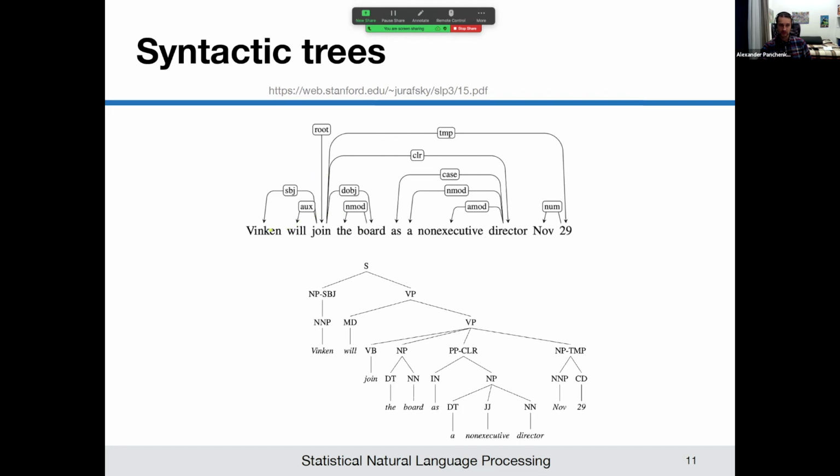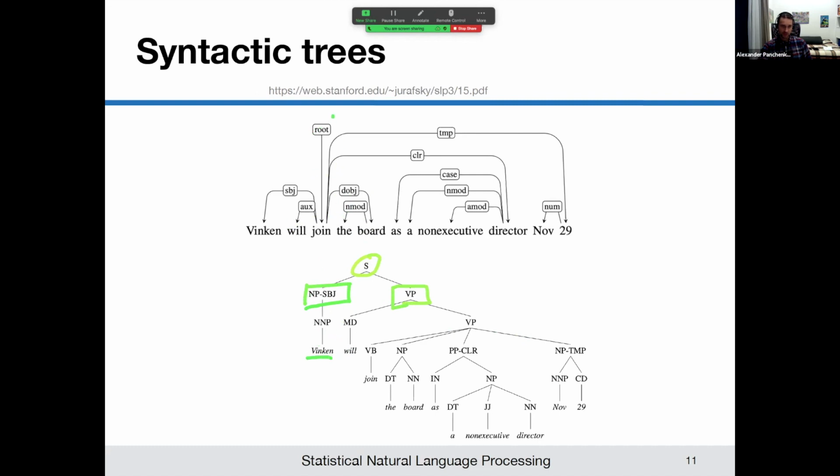A syntactic tree is also kind of a graph. And in this graph, you often have a tree structure. So you have some root in the constituency parsing. You have some kind of decomposition of different chunks into smaller and smaller parts until they reach some basic units like nodes.